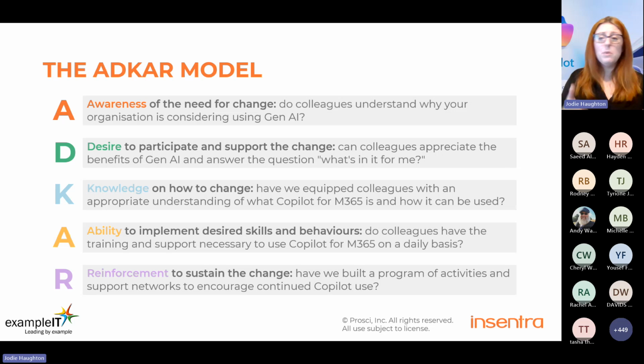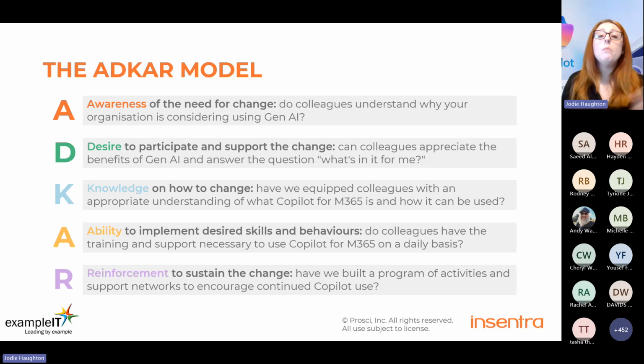And people will be given Copilot, they won't know what to do with it, they won't use it, and all of a sudden you're not getting the return on investment for that $30 a month license charge. So if we want that $30 a month to earn its keep, we need to start bringing people along on this Copilot journey right from the very beginning.